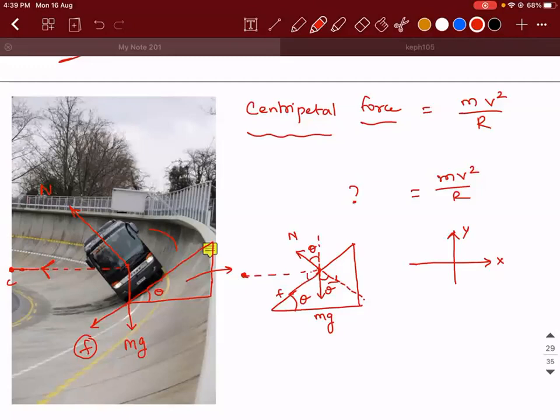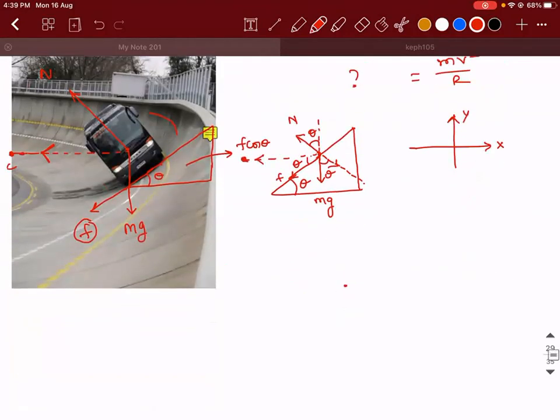This theta, then this is also theta. Okay. Now observe, f can be resolved along the horizontal direction as f cos theta. So f is like this. This angle is theta. Then f can be resolved along the horizontal as f cos theta and vertical as f sin theta. And already there is mg acting in the vertical direction.